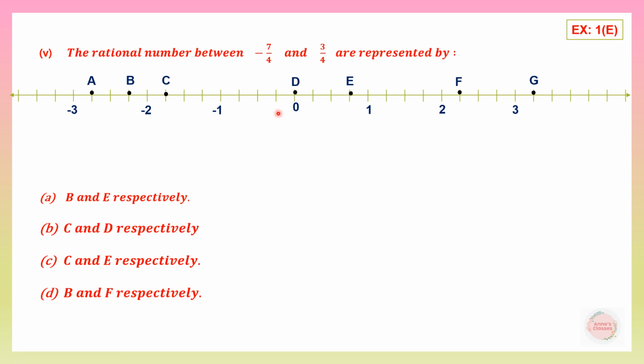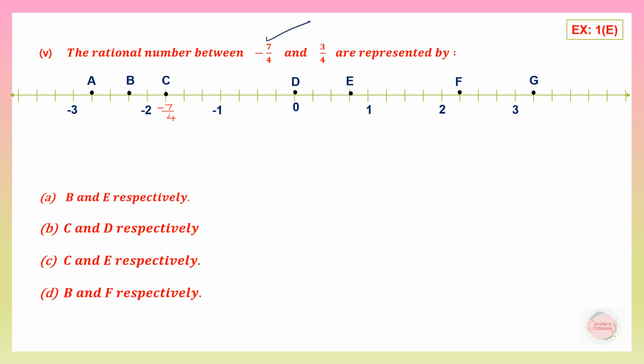So this will be minus 1 by 4, minus 2 by 4, minus 3 by 4, minus 4 by 4, minus 5 by 4, minus 6 by 4, minus 7 by 4 is here. So let's write that down. So here we have minus 7 by 4, which is asked in the question, minus 7 by 4.